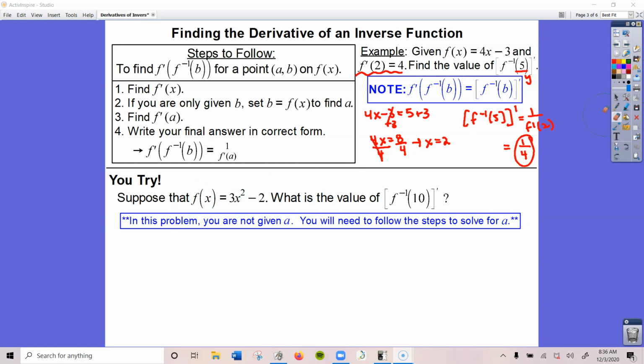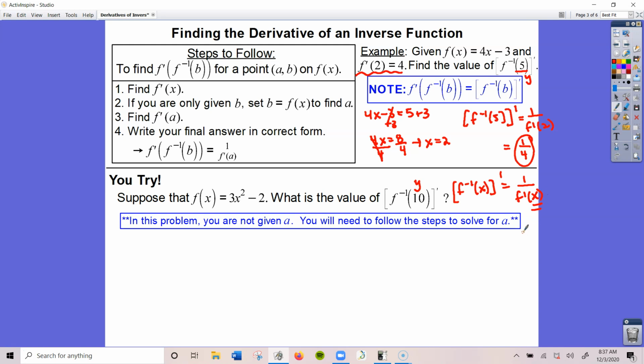Okay, let's look at this problem a second. Suppose that f of x is equal to 3x squared minus 2, and we're looking for the value of f inverse of 10 prime. So we're looking for the derivative of the inverse when x is equal to 10. But the x value of the inverse is actually the y value of the function. So this right here represents the y of f of x. In order for me to find the derivative of the inverse, please remember that the derivative of the inverse is equal to 1 over f prime of an x.